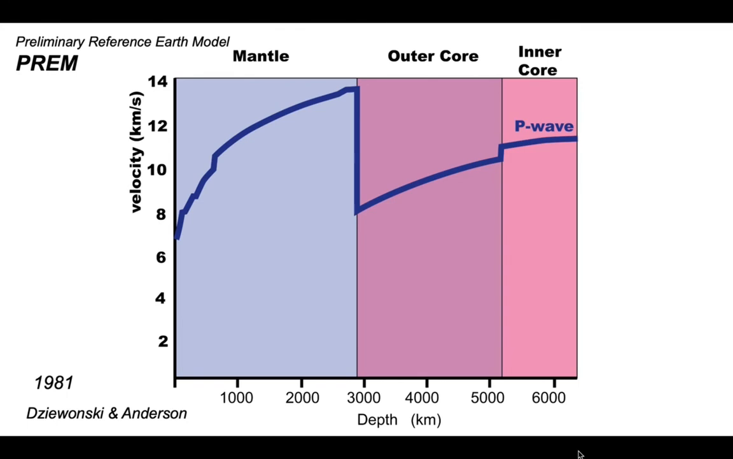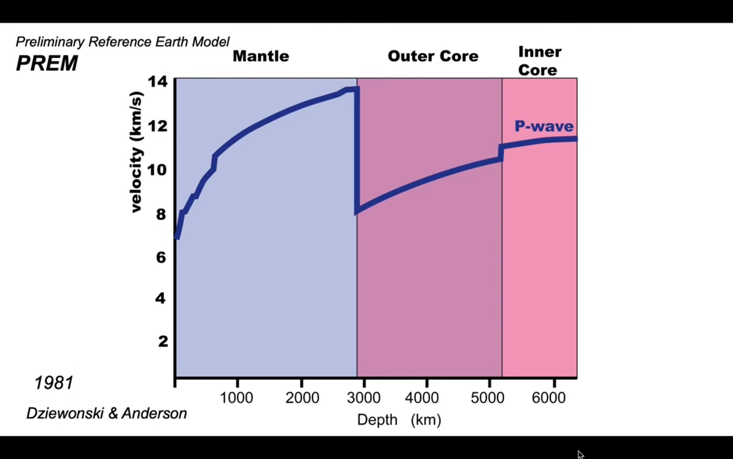At the interface between the mantle and the outer core, there's a significant drop in the P-wave velocity, which we saw because of the P-wave shadow zone earlier, and then there's an increase gradually through the outer core and a step up into the inner core.